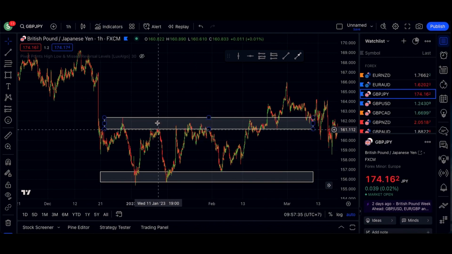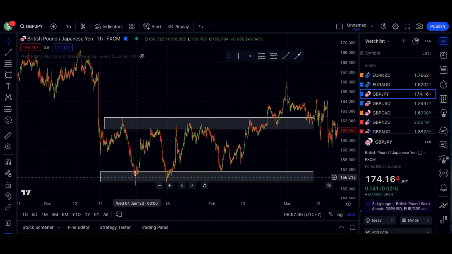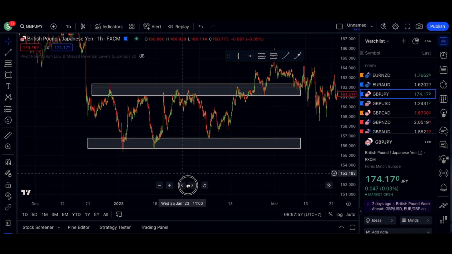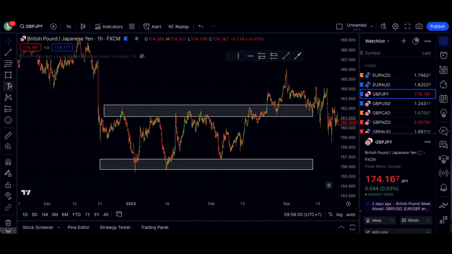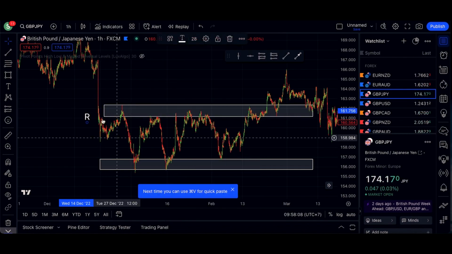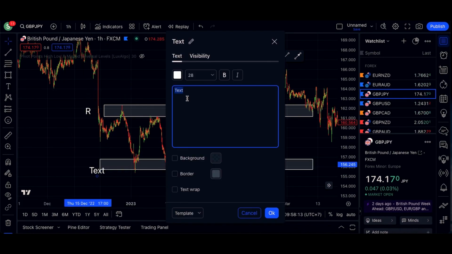And these are what we call support and resistance. The higher area that doesn't let the price go up is a resistance, because it resists the price from going higher. And the lower area in this interval of time is called support because it supports the price. It doesn't let it fall further down. So we're going to tag these areas with an R for resistance and an S for support.